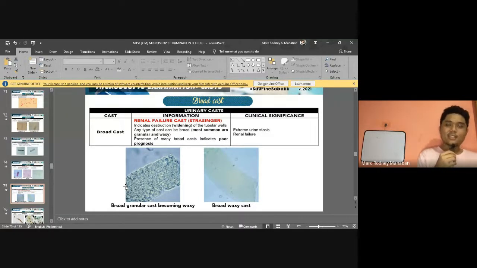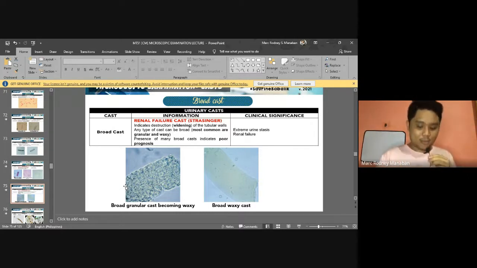For Strasinger, it's broad cast. But in a way, the waxy cast can be a broad cast, because it can enlarge in size from a waxy cast. The broad cast can also be a waxy cast. So it's possible, no? But anyway, I hope that doesn't come out as a question, okay? Alright, that's for the broad cast.